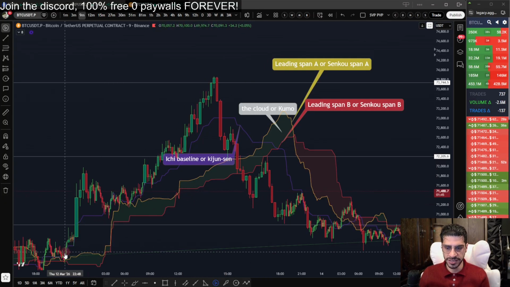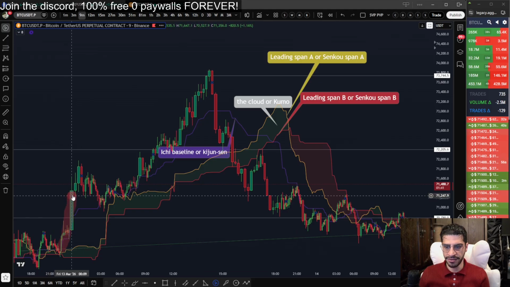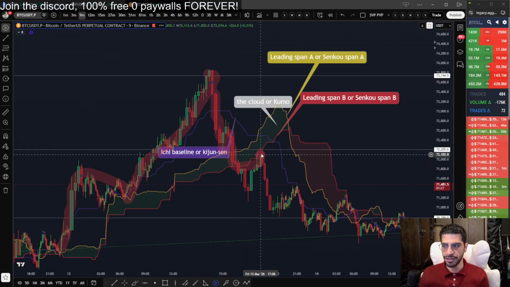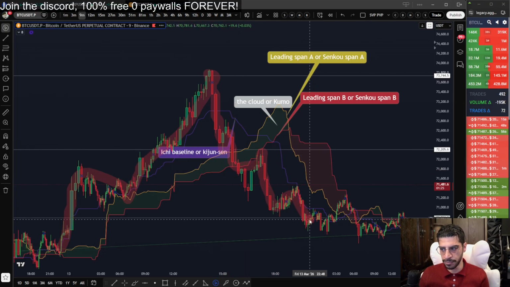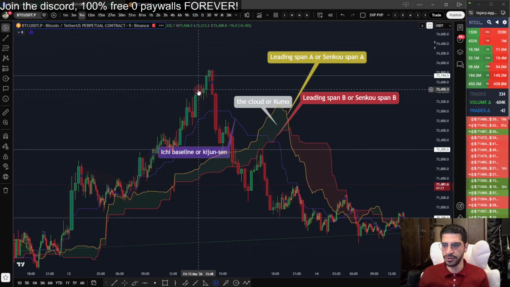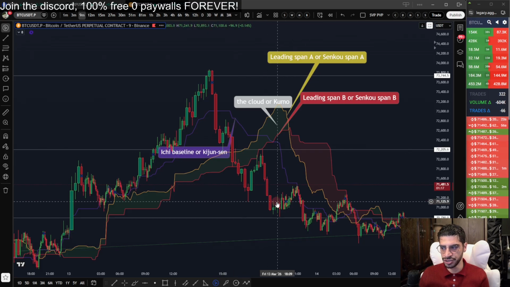So if you see back here, you can see how we broke out of the cloud and we kept on using the leading span A to bounce off of until we got up to 73, and then we started breaking down and we hit the leading span A through the leading span B and went down a little bit more. So you can see here, as long as we're bouncing off the cloud, we go up. But once we break below the cloud, there are issues.